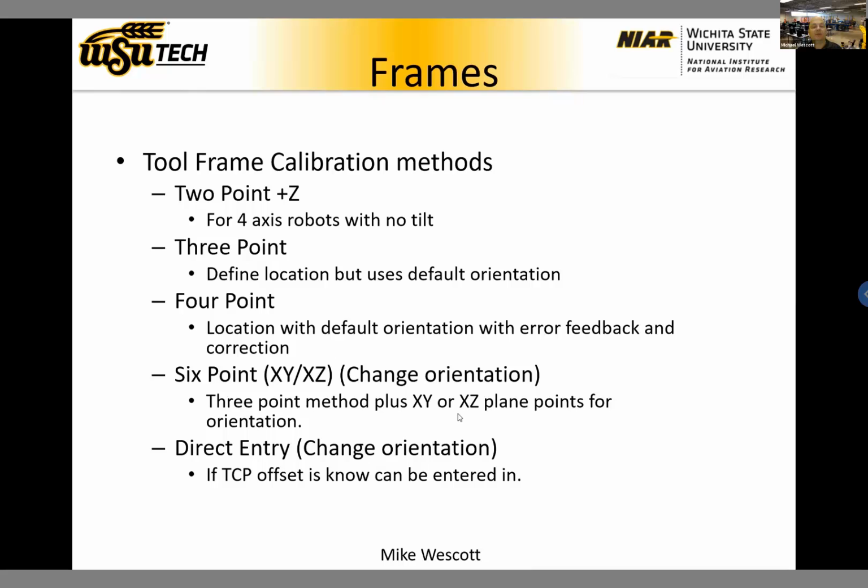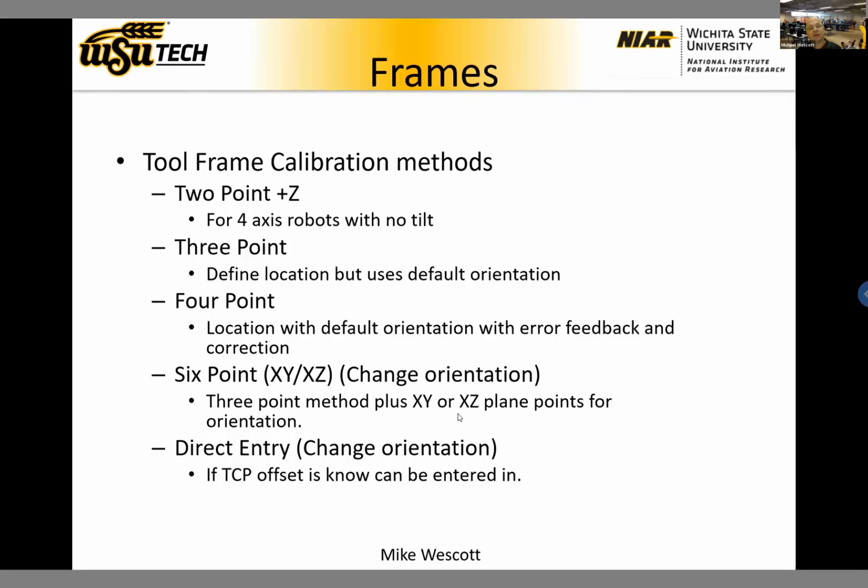There's the 3-point method. That's, again, one that does not do orientation, only does translation. The 4-point method, again, does not do orientation, but allows you to correct for error by giving feedback and telling you which point is the most off. So now you have 4 points to calibrate, so you can change one of them without throwing off the rest of them, and you get it closer into the calibration.